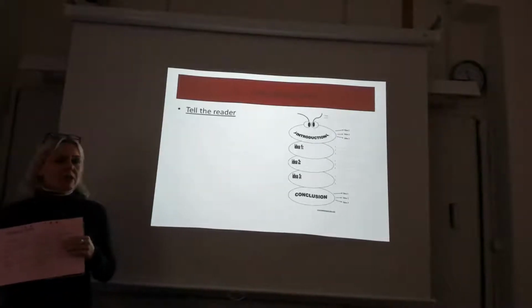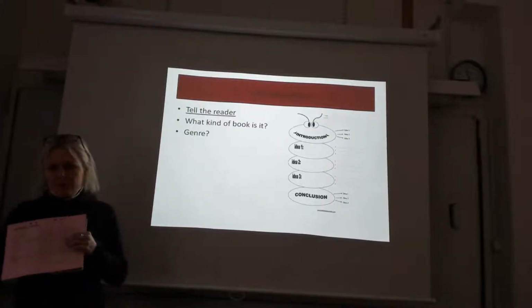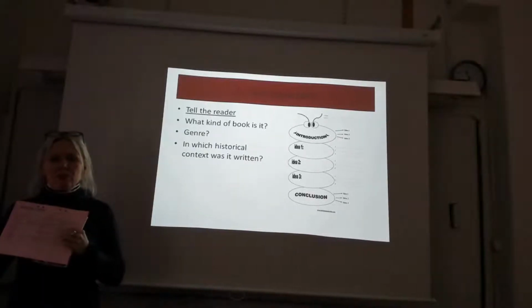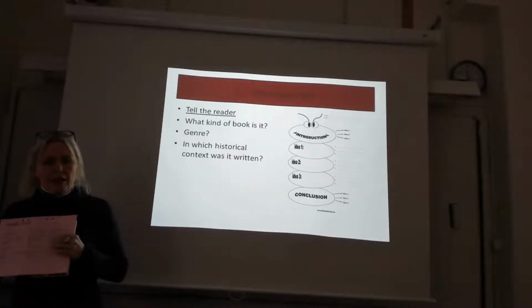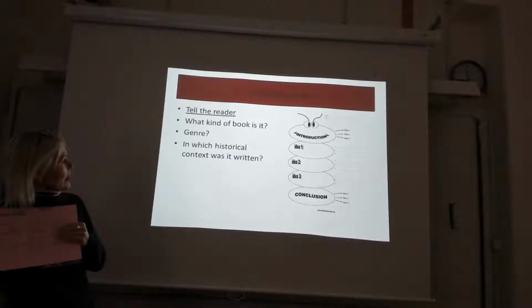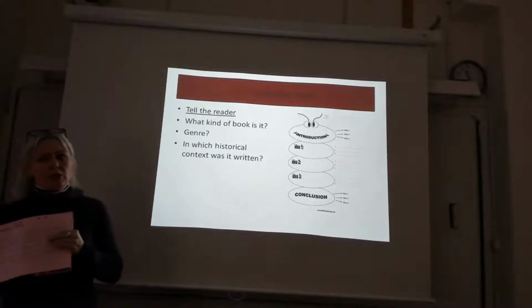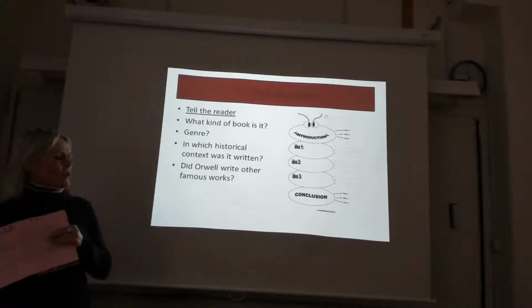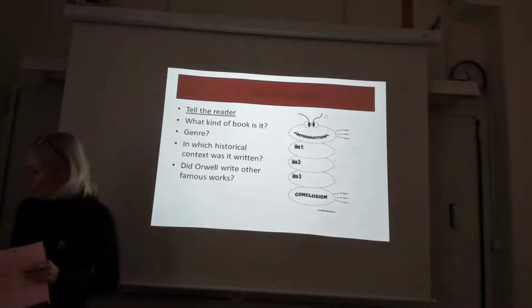Your introduction should tell the reader what kind of book it is, the genre: satire, allegory, etc. In which historical context was it written? It took place during the Russian Revolution in 1917, and the context is also during the Second World War. So you have to discuss the historical context of the novel. And did Orwell write other famous books? Of course he did. For instance, 1984, which we have discussed in class.